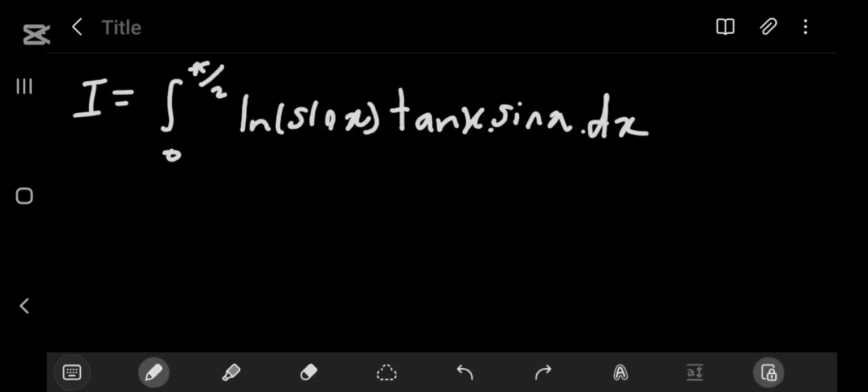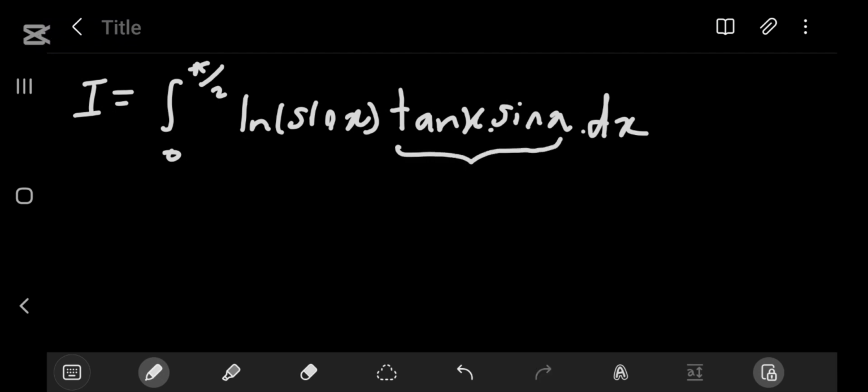This is a dilogarithm based integration question: I equals the integral from 0 to pi by 2 of ln sin x tan x sin x dx. Go ahead and try it if you can, or you can just watch the video. First, let's separate these two guys.